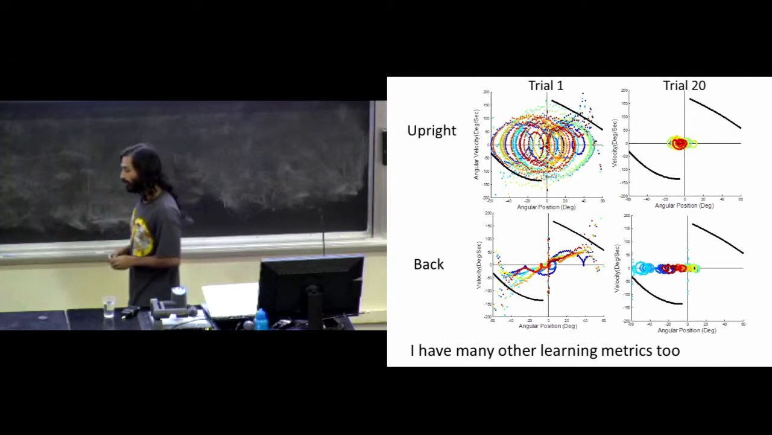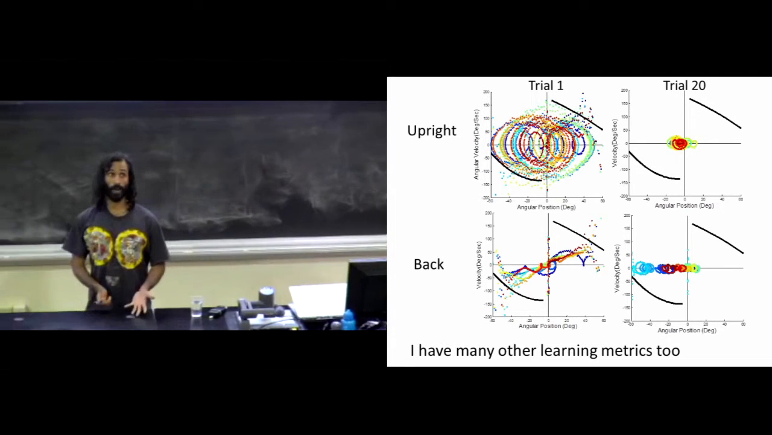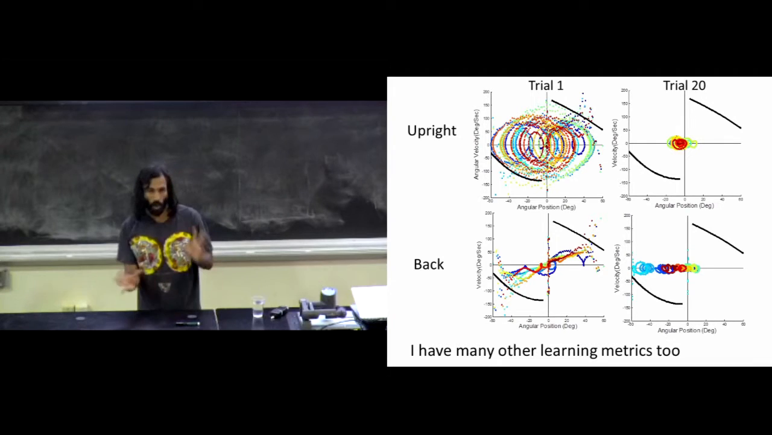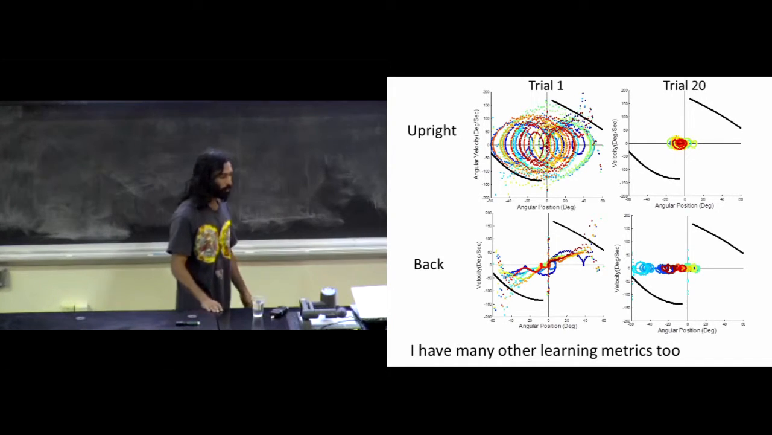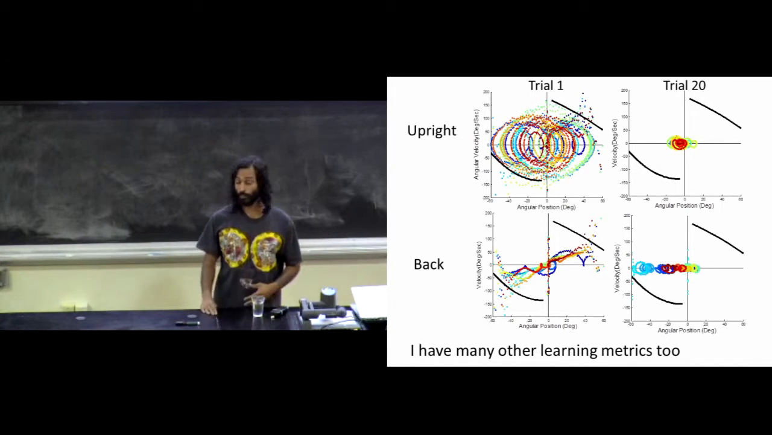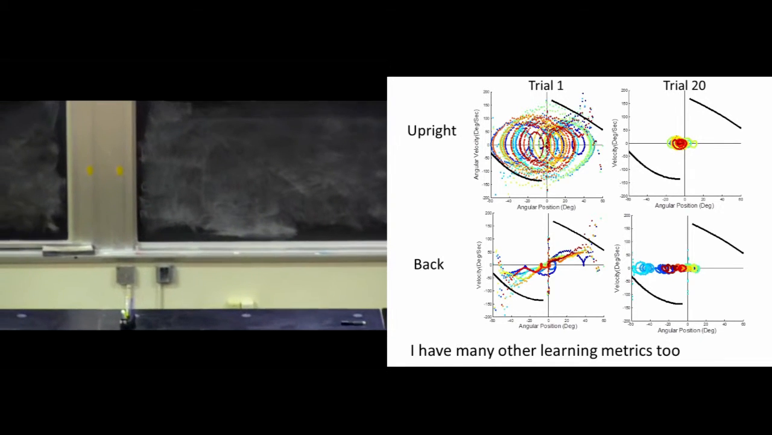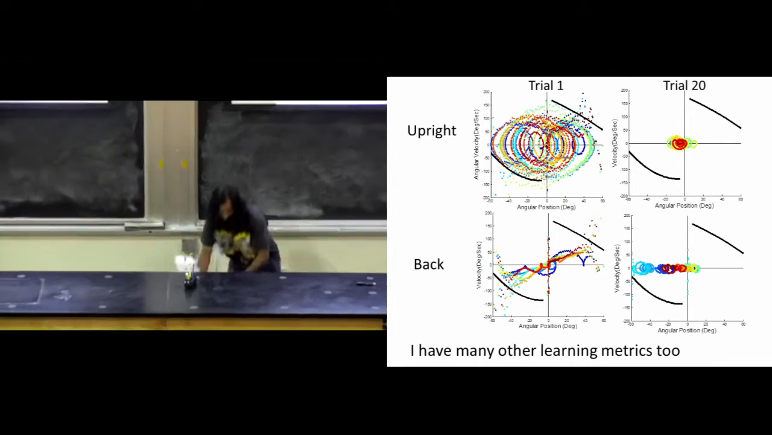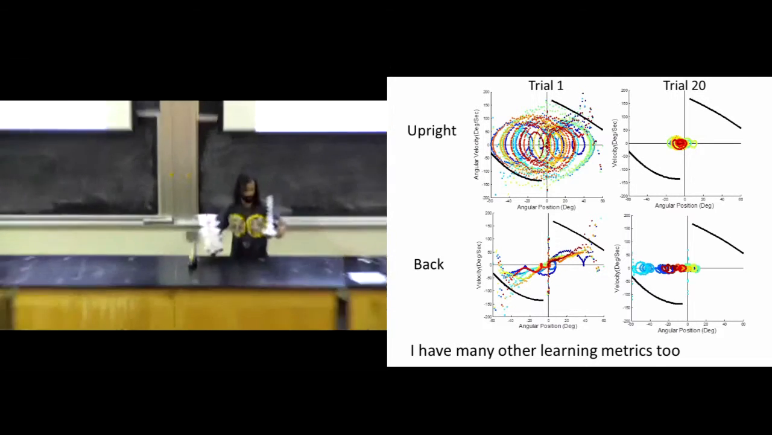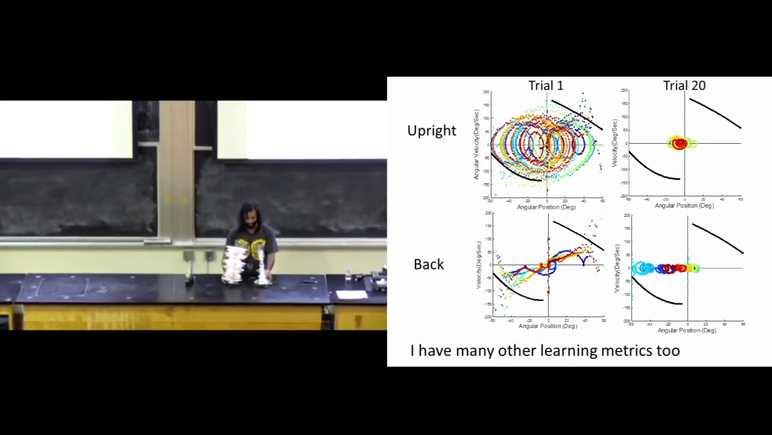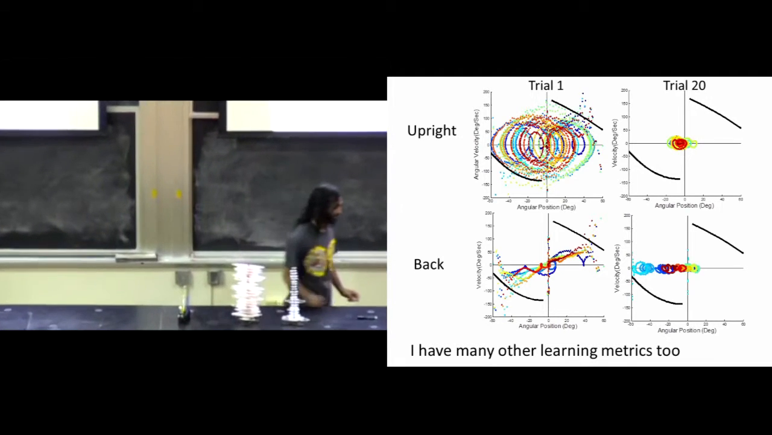Now, before I go on to the next section, I have a whole bunch of other mathematical metrics that can describe and quantify the difference between upright and back, which I don't have time to go into. But if you're curious, you should totally ask me and take a look at these 2 little cuties that I brought in. Here is upright balancing, and here's balancing on your back. If you're intrigued, you can ask me at the end what they exactly are.